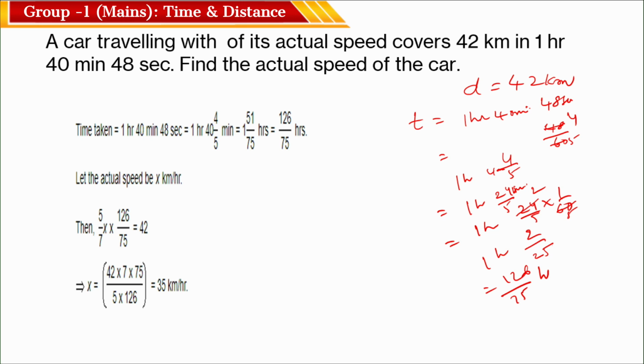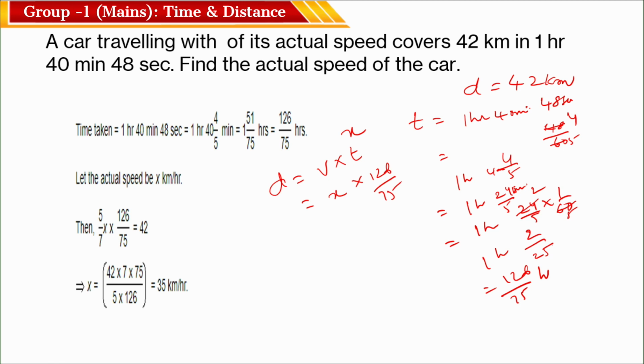Okay. Now, we don't know the actual speed, say the actual speed is x. Actual speed is x, correct? Okay. So now we can say the distance d is equal to v into t. What is the speed? We don't know, say it is x, and time is how much? Time is 126 by 75, correct? Okay.